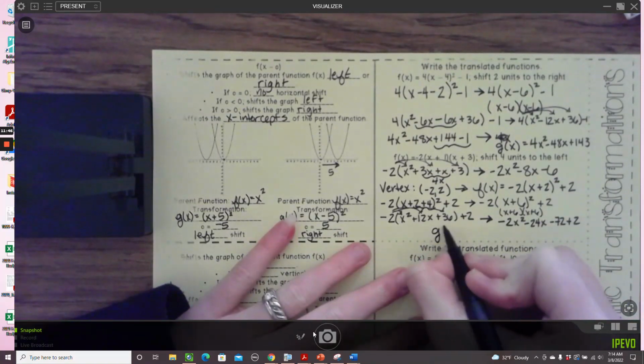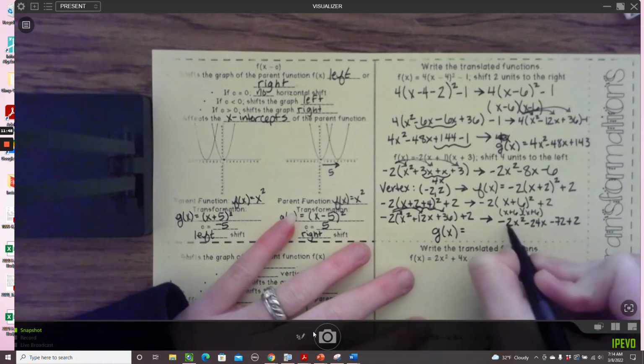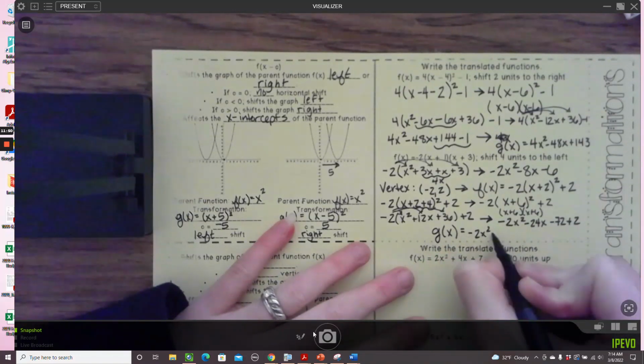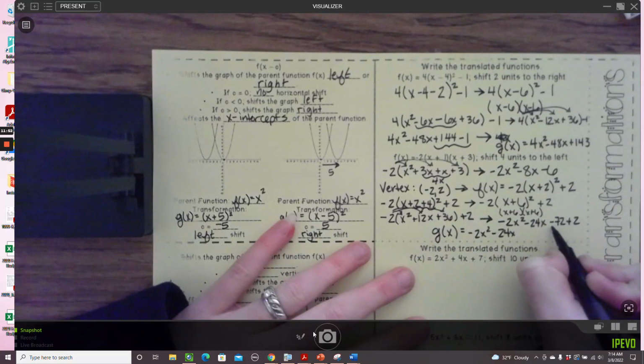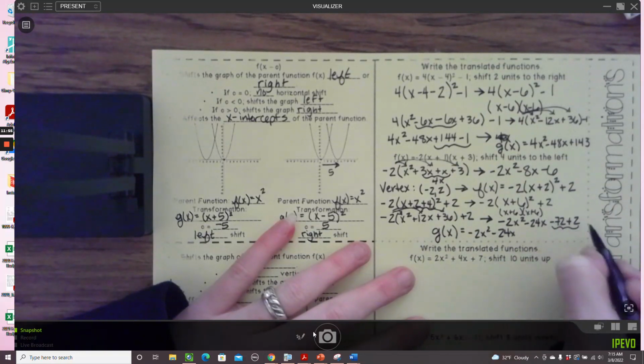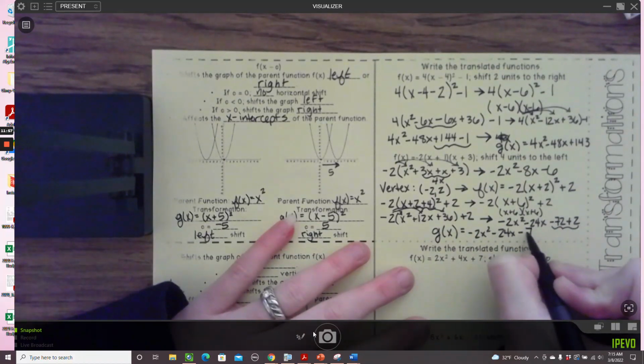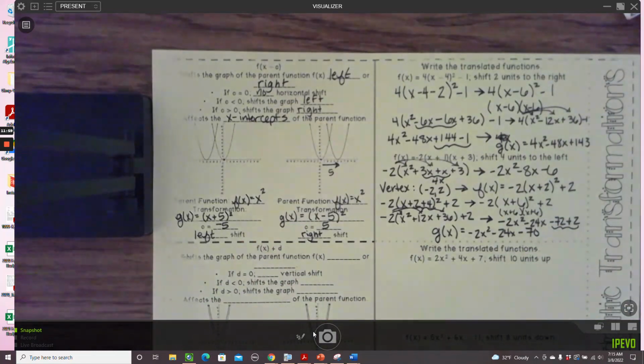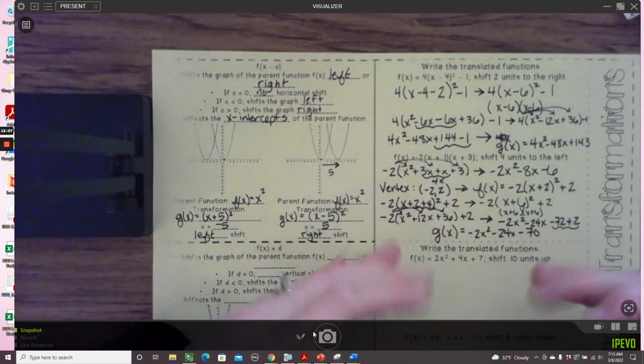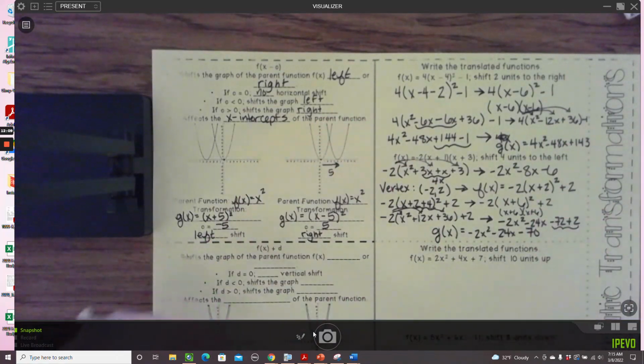Finally, -2x squared minus 24x, combine like terms, -72 plus 2 is -70. So the left and right shifts are the most labor intensive. Vertical shifts are not as bad. There are a lot of steps. These are going to take you some time and some scratch paper. Take your time, go slow, and go a piece at a time.